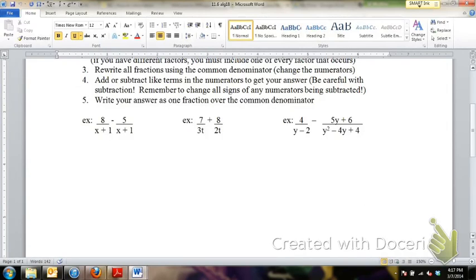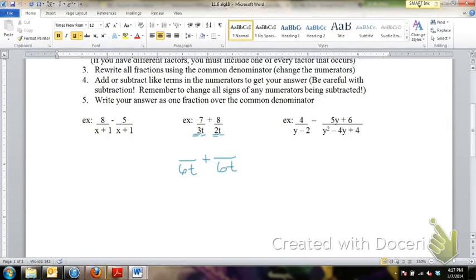Okay, so in the second one here, I have two denominators. I have a 3t and a 2t. I can't factor anything. They both have a t, so that's in common, but then they have a 3 and a 2. Well, what do 3 and 2 both go into? 6. So I'm going to rewrite my fractions using 6, but then they both have a t, so I need to keep a t in the denominator.